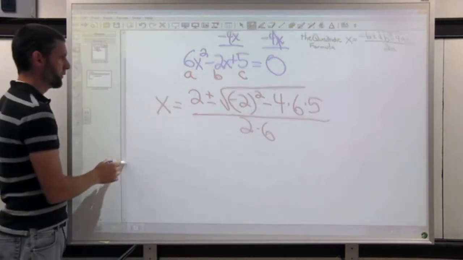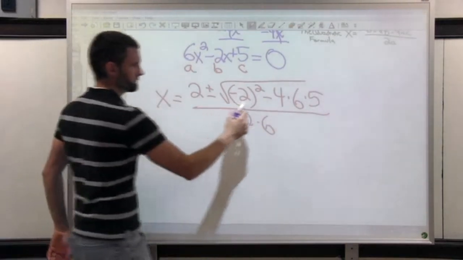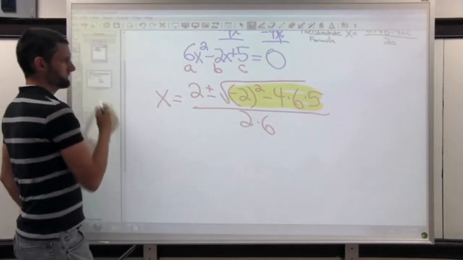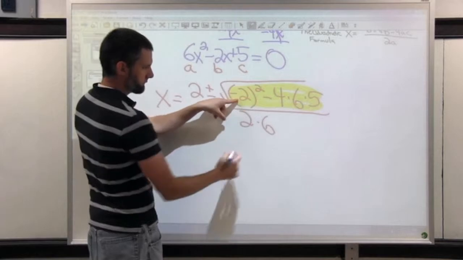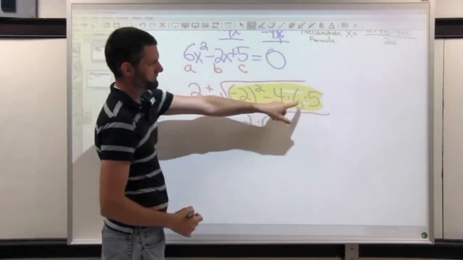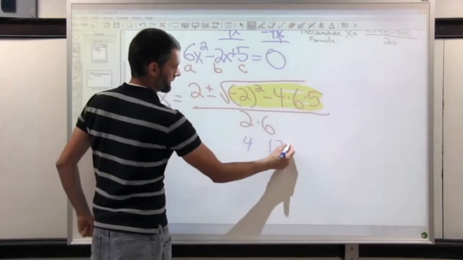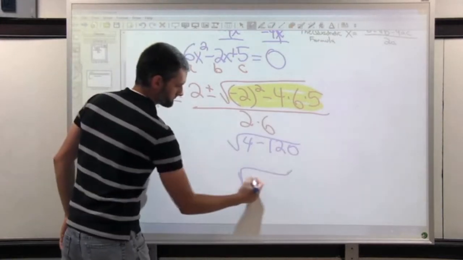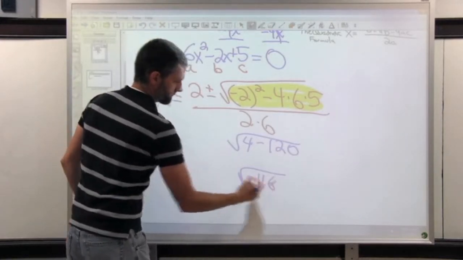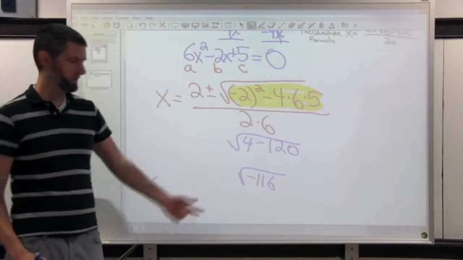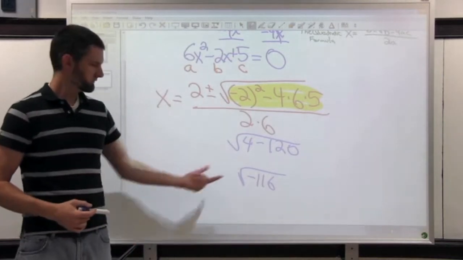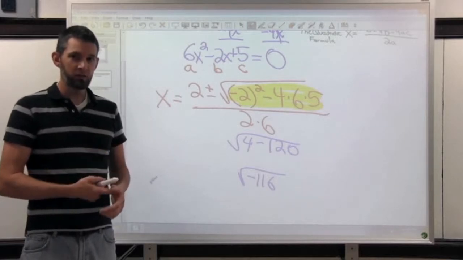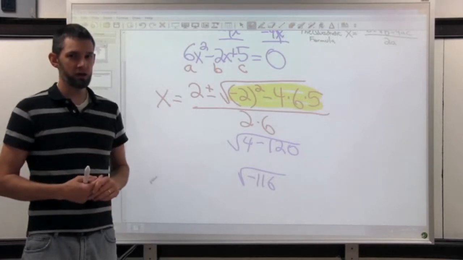Now I want us to look at one part first. I want us to look inside this square root. If you notice, negative 2 squared is 4. 4 times 6 times 5 is 120. 4 minus 120. That's negative 116. If you try typing the square root of negative 116 into your calculator, you'll either get an error message or a really strange looking answer.